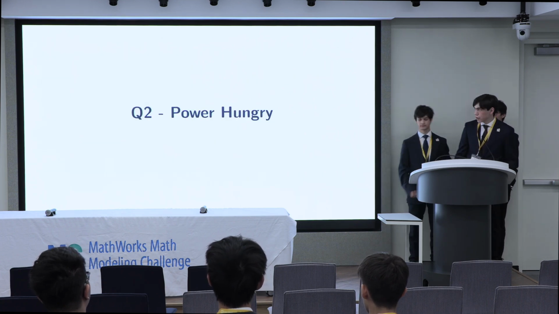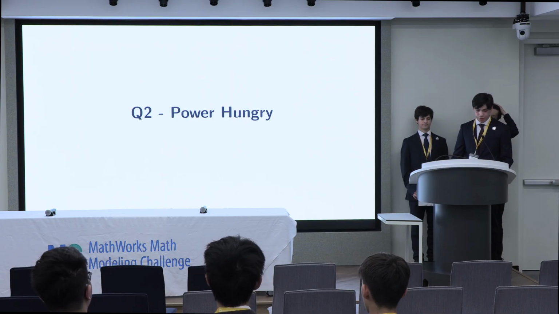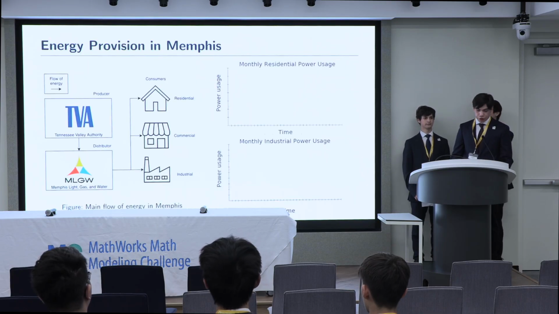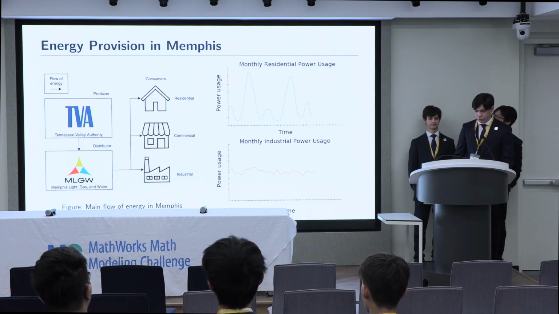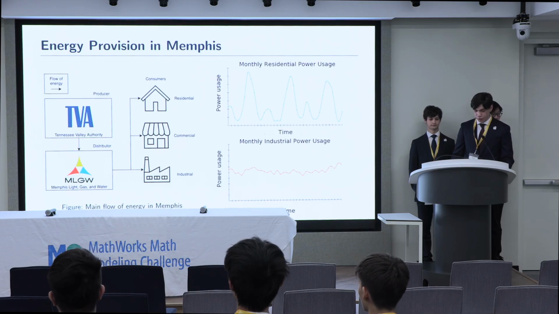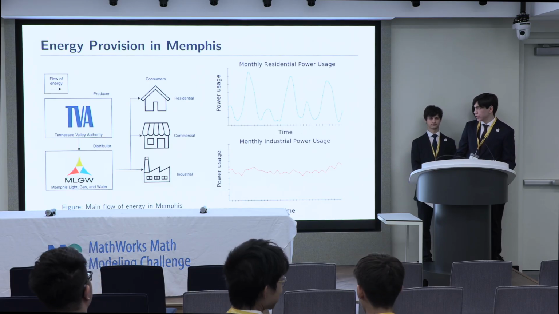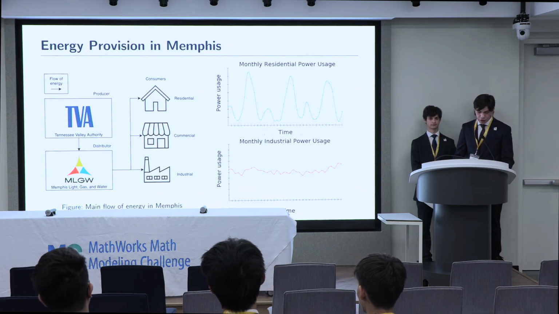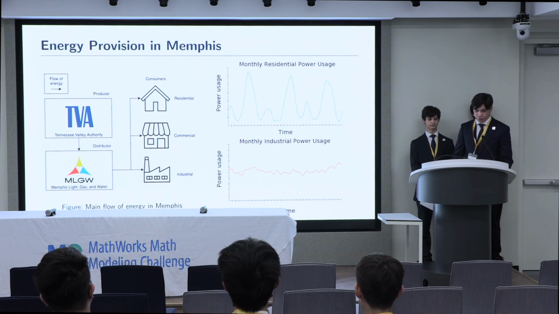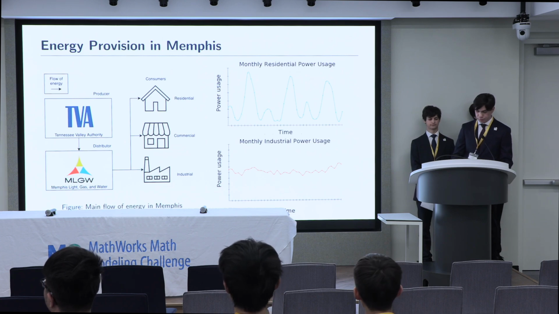So the second question asked us to develop a model that predicts the peak demand that the Memphis power grid should be prepared to handle. MLGW is the largest and effectively the only electricity supplier in Memphis. On the left diagram, you can see that the Tennessee Valley Authority produces most of its energy, which is then given to MLGW to distribute to its customers. This energy comprises effectively all energy used in Memphis, and therefore we can assume that MLGW is the only supplier of electricity, which means that we can use its financial reports to get the data about the demand.